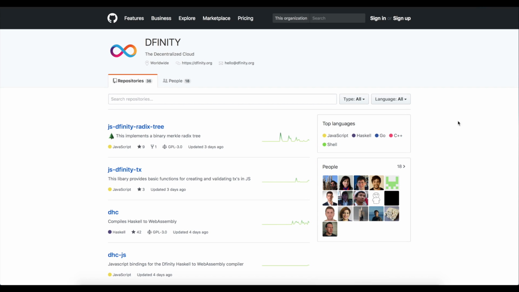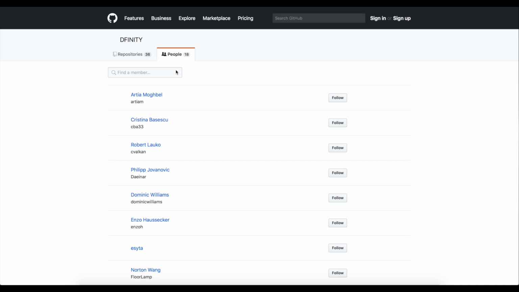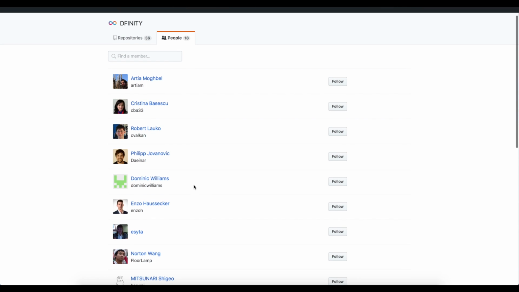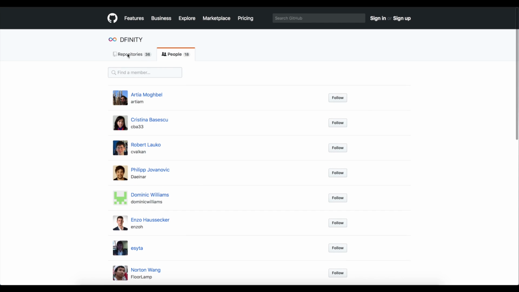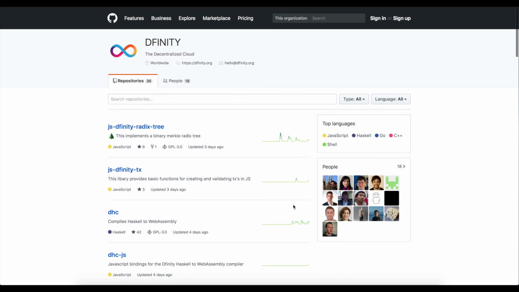And then let us see their GitHub code. So they have 36 repositories and 18 people mentioned over here. So these are all their team members. You can go and check these members by yourself. Then you can check the repositories. So there are a lot of codes, and the coding is done in JavaScript, Haskell, Go, C++, and Shell.